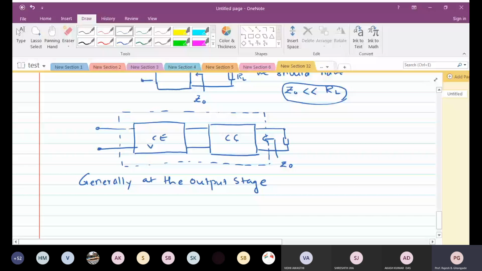There is one more interesting thing about common collector, that is it has got a very high input impedance. Again, if Zi is high, we know that the output impedance of CE is not very large, it is a small, significant value. But then Zi is very large. So this stage is not going to load the previous stage because Zi is large. So this part basically is called a buffer.